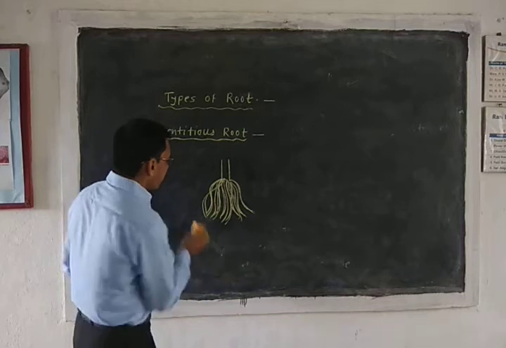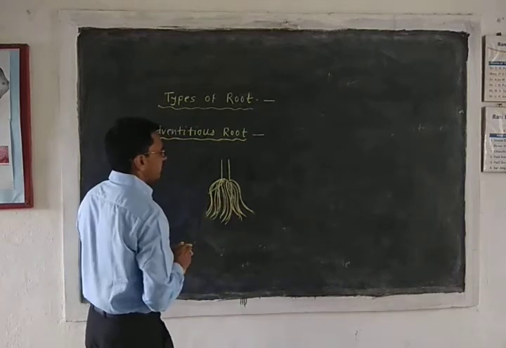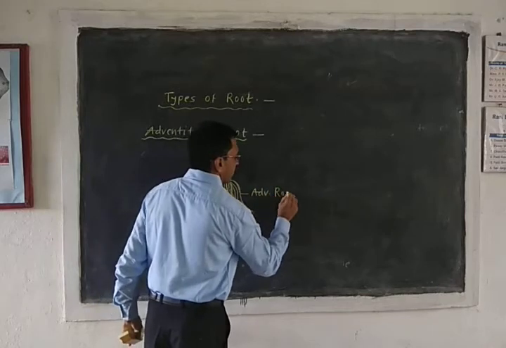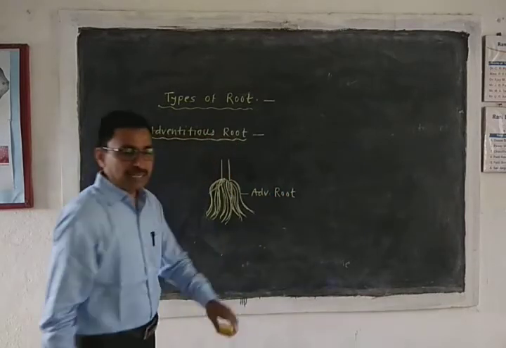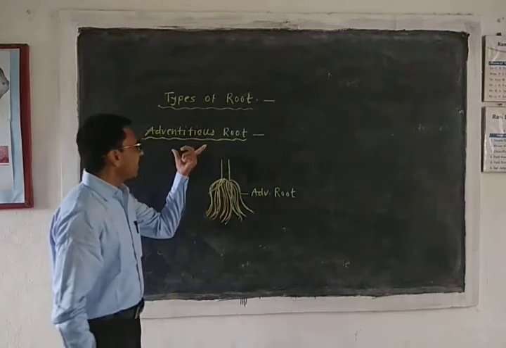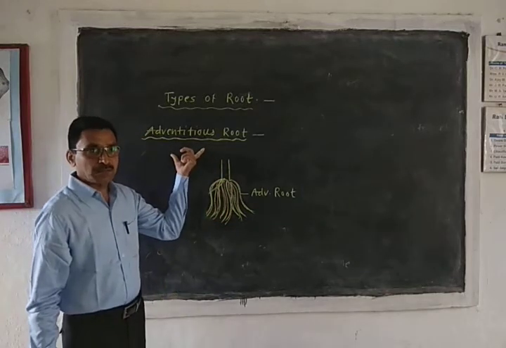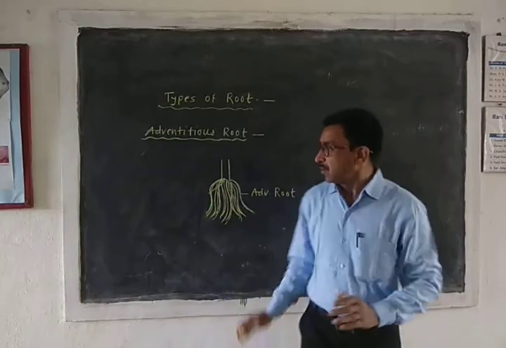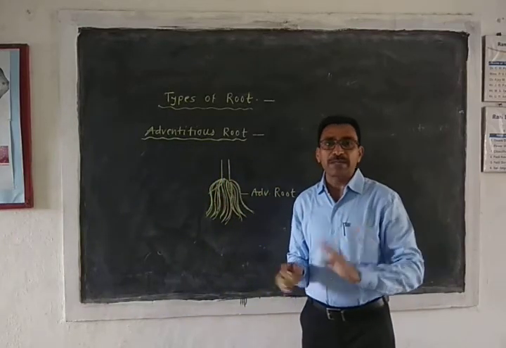This is an adventitious root system. This is the second type of root system, called adventitious roots. In this case, roots are not directly developed from the radicle.